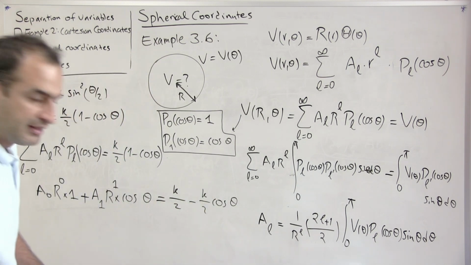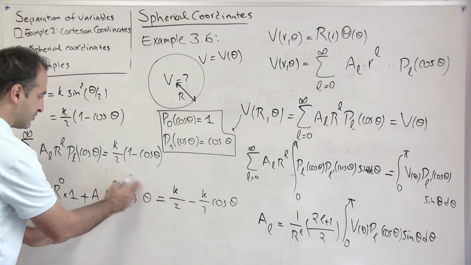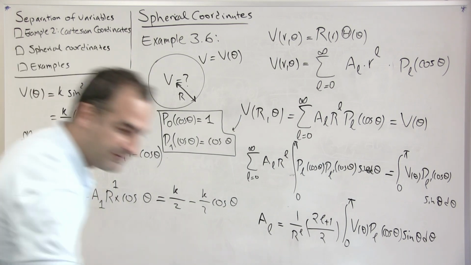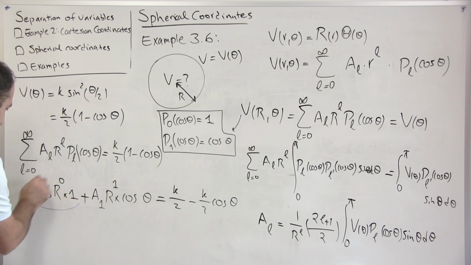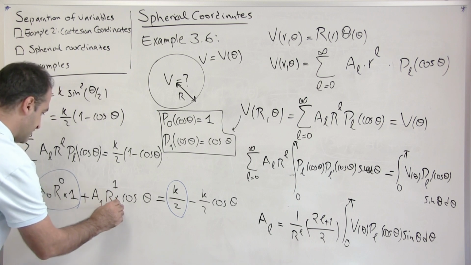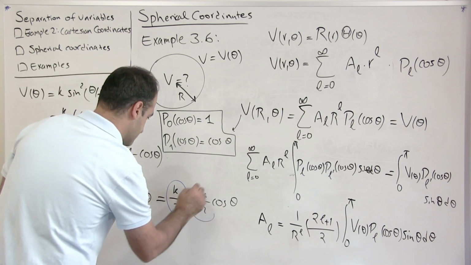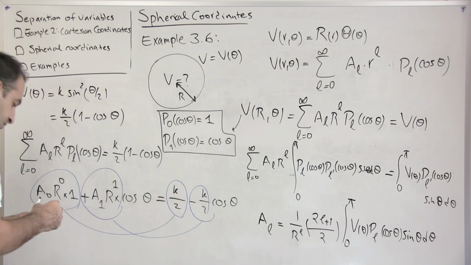Okay, now again, the goal was finding the A values, finding the A_l values. And now look at this equation. We have one term plus another term, cosine theta, one term, another term, cosine theta. So obviously, we can just connect these and say this one, which is A0, should be equal to this. This one, which is A1 times R, should be equal to this. Okay, so these are connected and equal to each other.